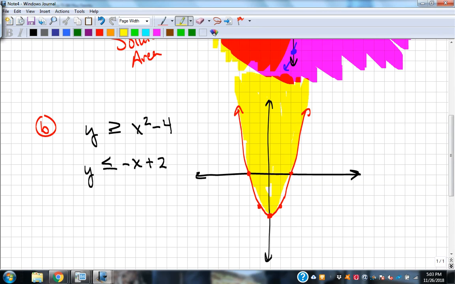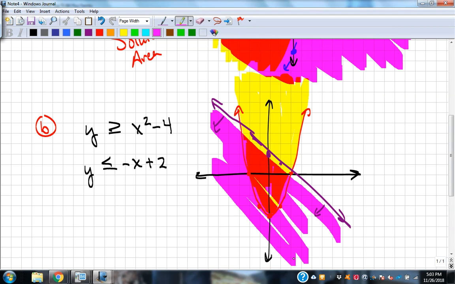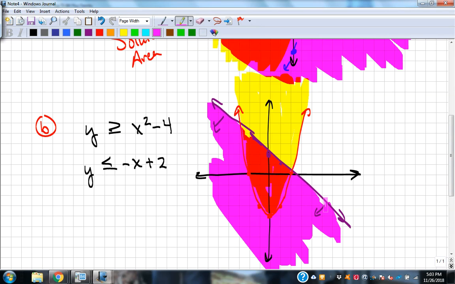And then I would graph and shade this one: y-intercept of 2, slope of -1. Solid line because it's got the equal to mark. Less than goes below. So that shape in the middle there, that's our solution area. So our solution area is here.